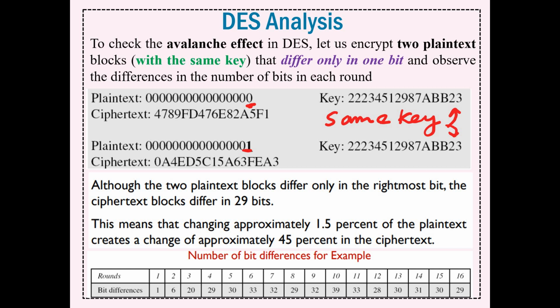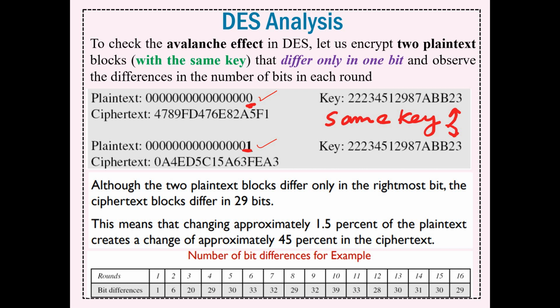You can see over here what happened is that we have a plain text which is having all zeros, and the second one which is here, all zeros which is here, and there is another plain text which has only 1 bit change. Rest of the things are same, except that the 1 bit has changed. Only 1 bit. Okay.